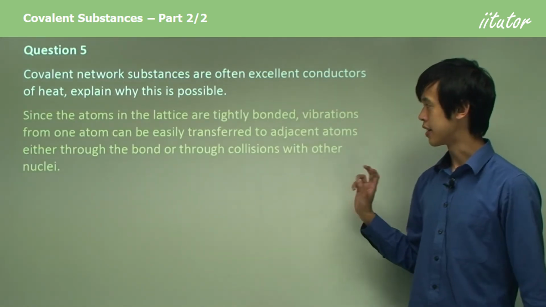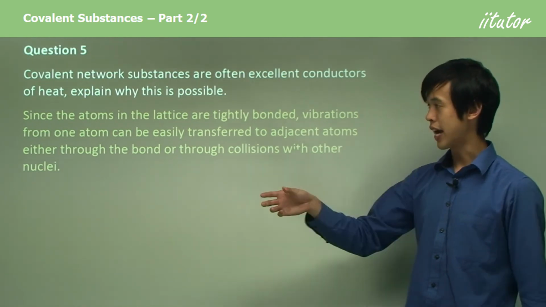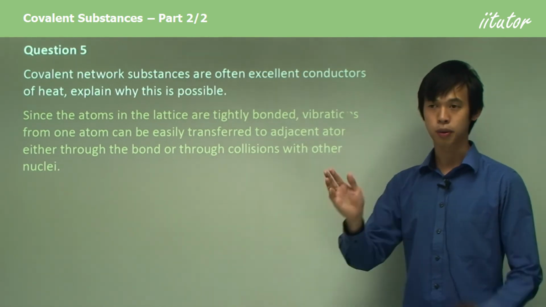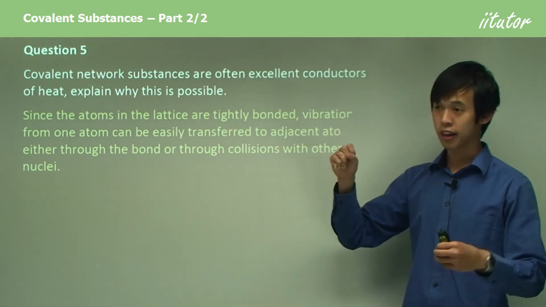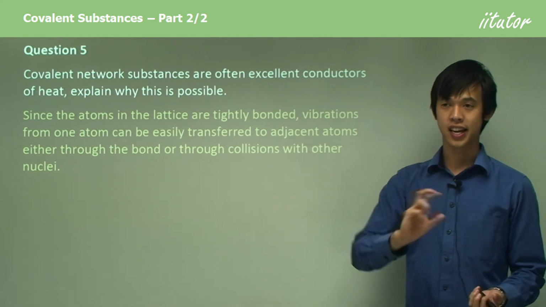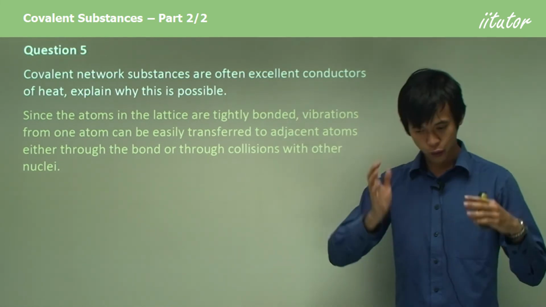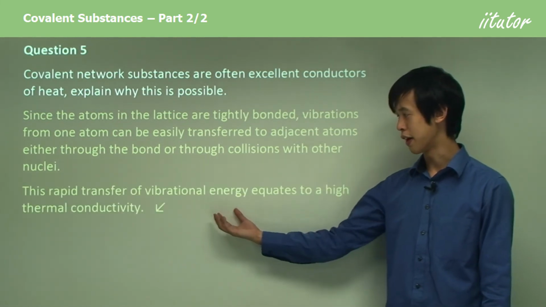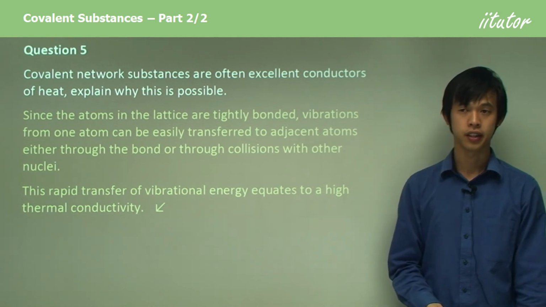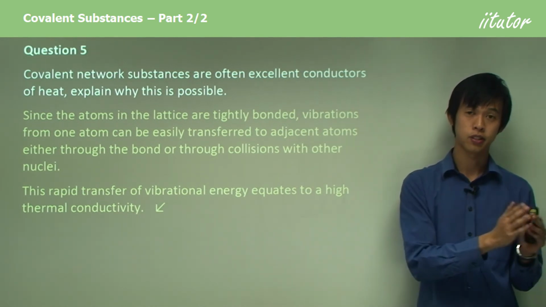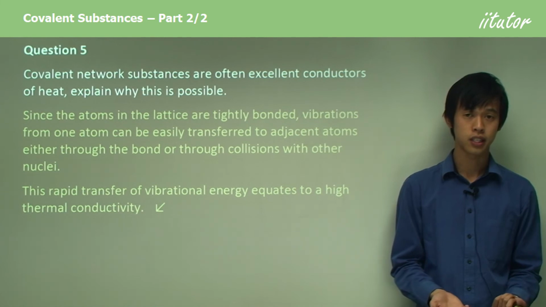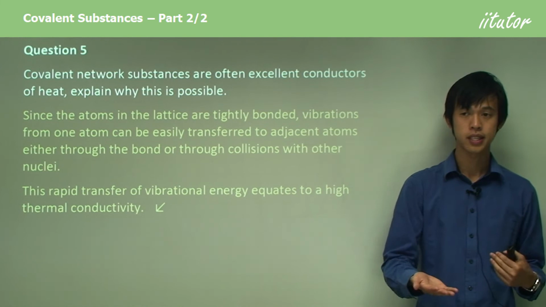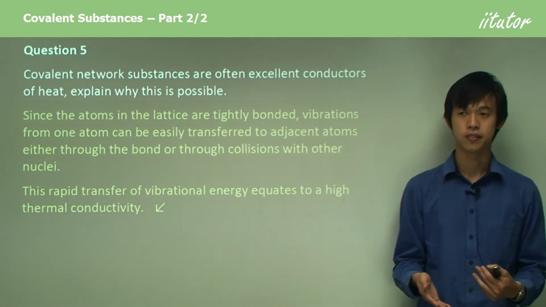Since the atoms in the lattice are tightly bonded, vibrations from one atom can easily be transferred to adjacent atoms, either through the bond, so the actual vibration of the bond, or if the vibrations are big enough, the nuclei can actually collide with one another. That quick transmission of vibration helps the heat to move across. So this rapid transfer of vibration equates to a high thermal conductivity. So things that allow the vibrations to transmit very quickly have high thermal conductivity, as opposed to things that cannot let those vibrations move from place to place, thus having a low thermal conductivity.